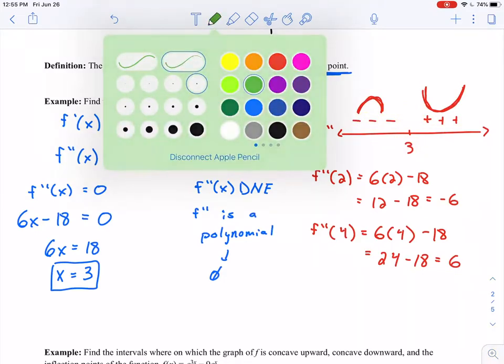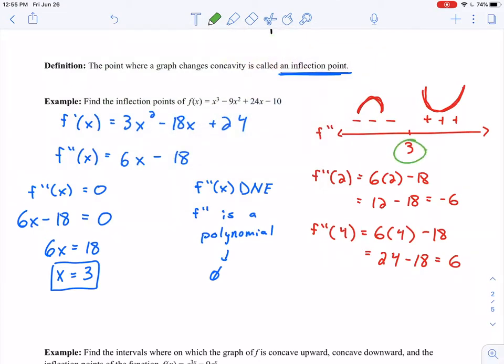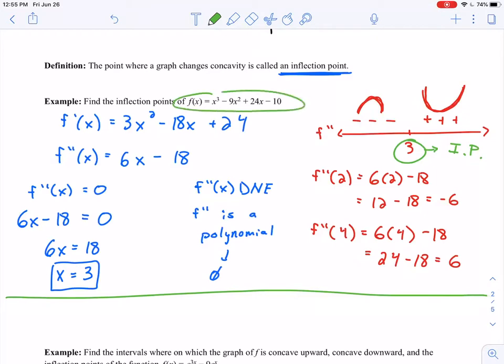One last thing I need to do. I know that at x equals 3 I'm going to have an inflection point, but since it's an inflection point, I want the coordinates of the point there, meaning I want the x value and the y value as well. So for my last step, I'm going to take that x equals 3 and plug that into my original function f of x in order to find the y value.